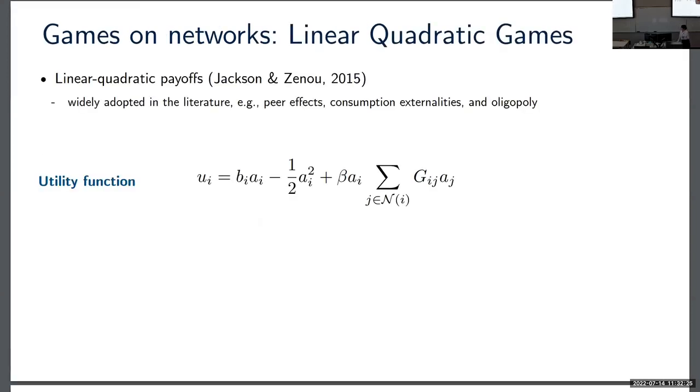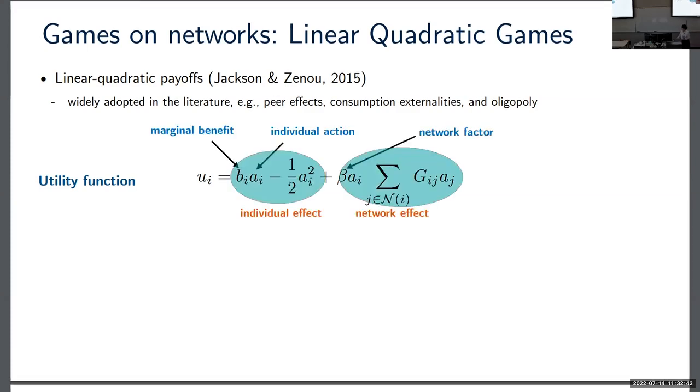So we use a linear quadratic game, which is a very widely used game in economics and management to model a wide range of behavior, like peer effects, consumption externality, and so on. The game structure looks like this. There are mainly two components.